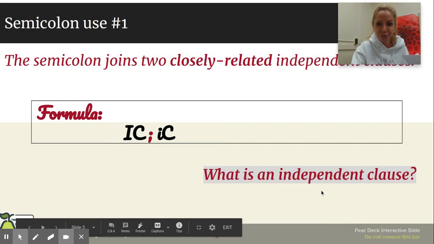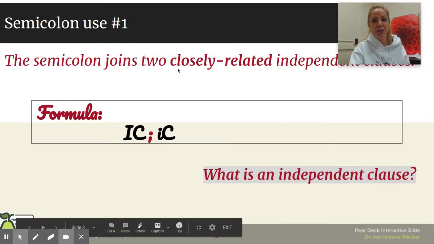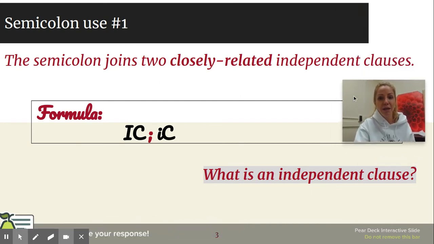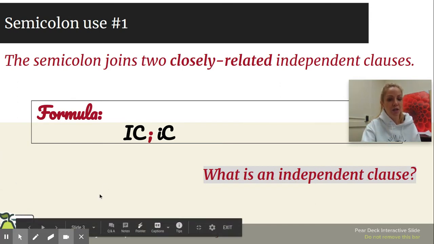So here we go. The first use of a semicolon, I want you to write down the use, and that is that a semicolon joins two closely related independent clauses. Okay, so make sure you jot that down in semicolon use number one. So the formula of what that would look like is independent clause, semicolon, independent clause. Okay. So we're going to talk a little bit about what is an independent clause. That's going to be our reminder, okay?